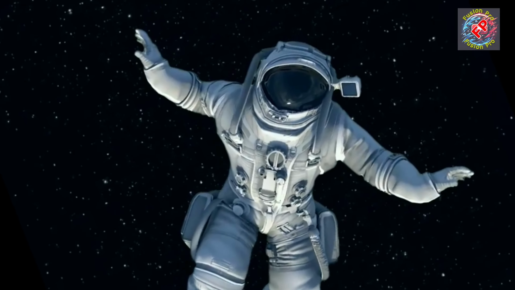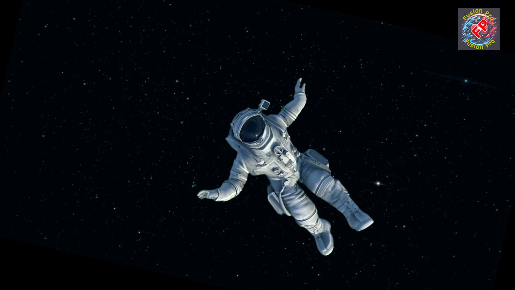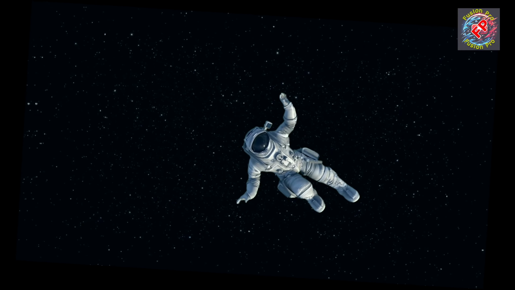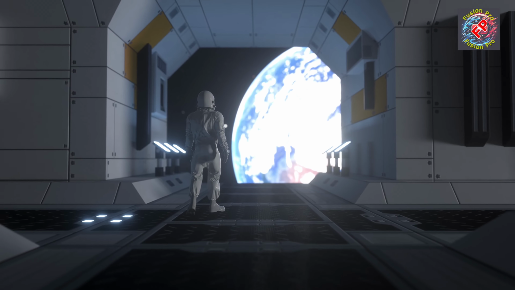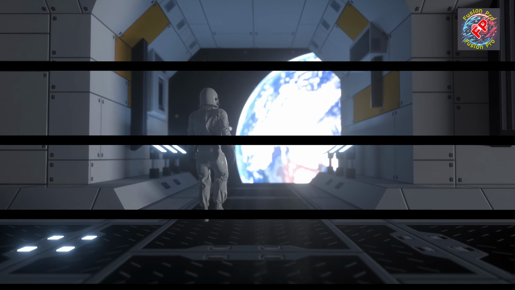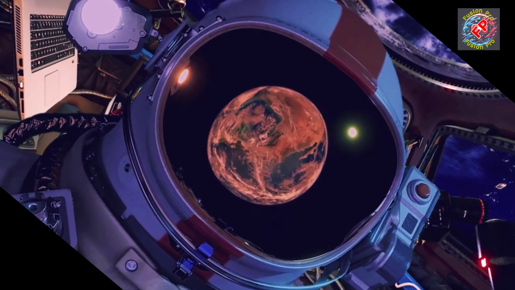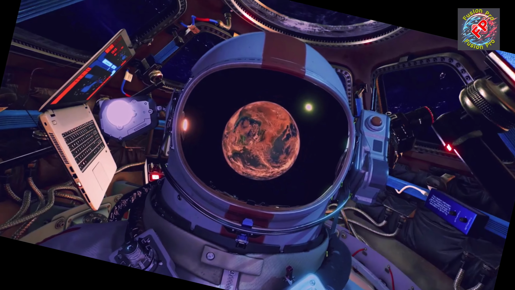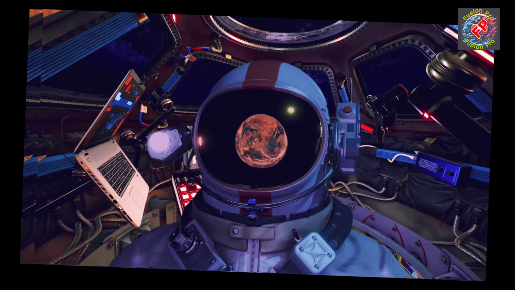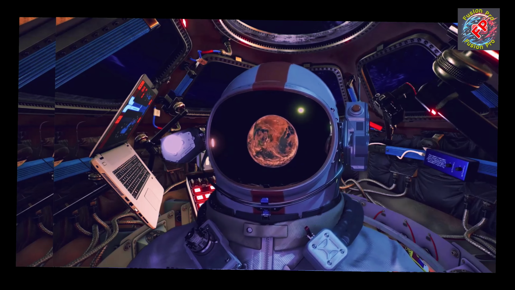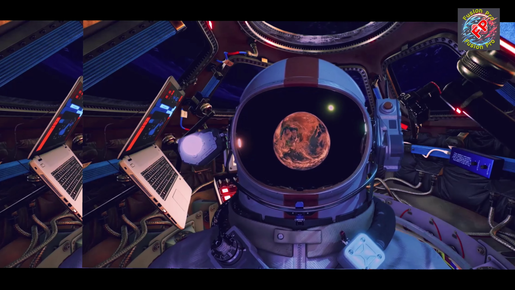7. The challenges of spacewalks. One of the most demanding tasks astronauts face is the spacewalk, or extravehicular activity, EVA. During EVAs, astronauts venture outside the confines of their spacecraft to perform maintenance, repairs, and construction projects. Operating in the vacuum of space presents numerous hazards, including exposure to extreme temperatures, micrometeoroids, and the risk of equipment failure. Astronauts must rely on their training, experience, and teamwork to ensure the success and safety of their spacewalks.